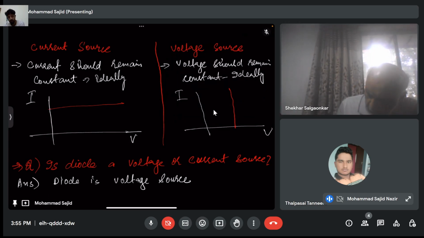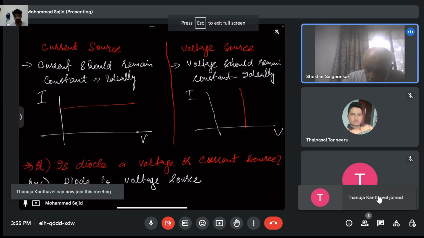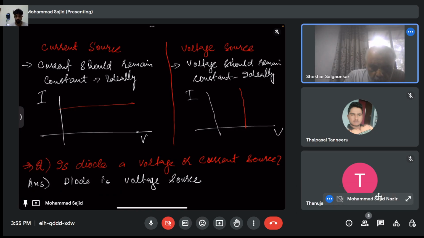What you just saw is the operation of a diode, that it will start conducting after a particular voltage. That is correct, but that is how the device operates. The question is how it will act as a voltage source. Can you draw on your paper the IV characteristics of a diode?